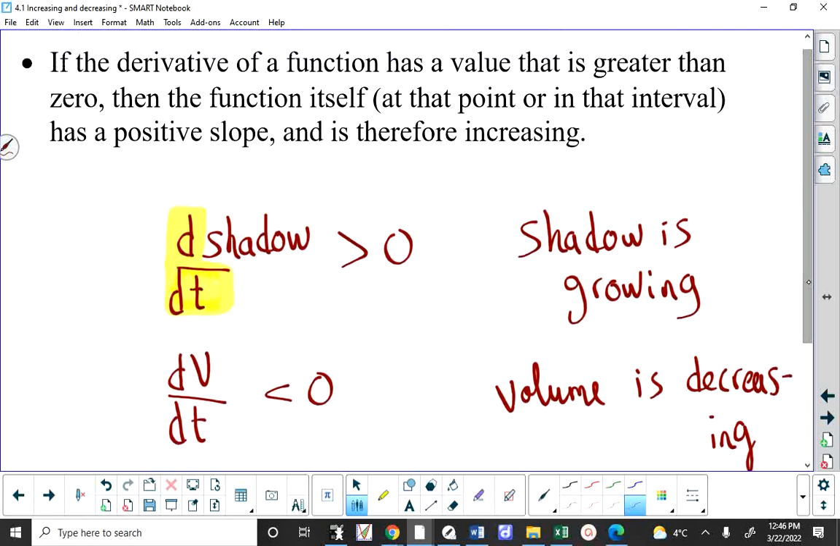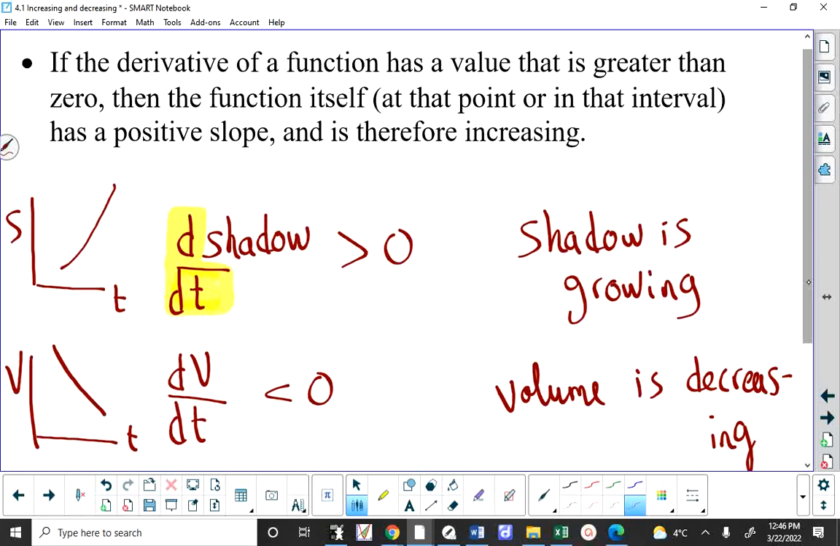If the derivative of a function is positive somewhere, then the function is increasing, and if the function is increasing, it has a positive slope. We can translate this to my first illustration with the shadow. If I plotted shadow as a function of time, if the shadow length is growing, the graph might look like that. That's a positive slope. If I look at this second illustration and say dV/dt is negative, that means the volume is decreasing, and the graph might look like that.